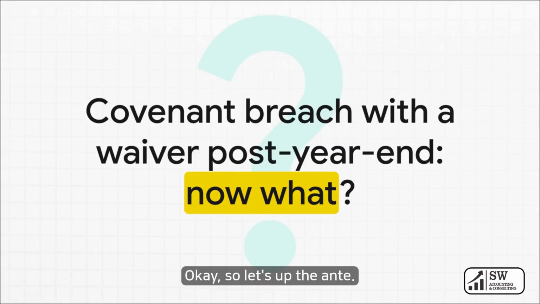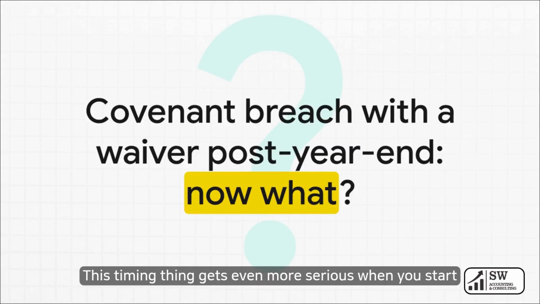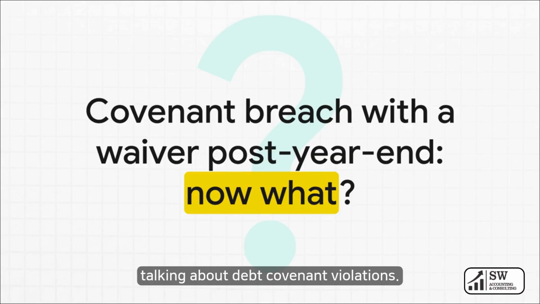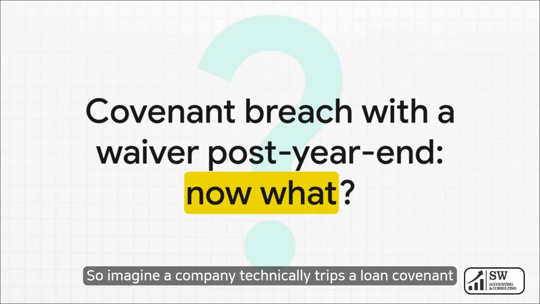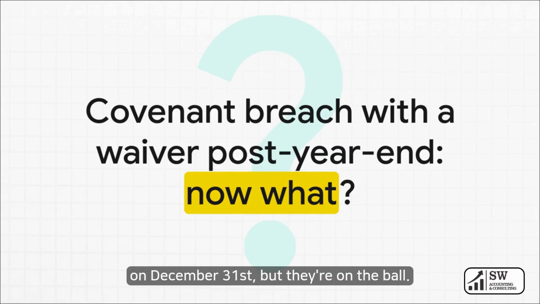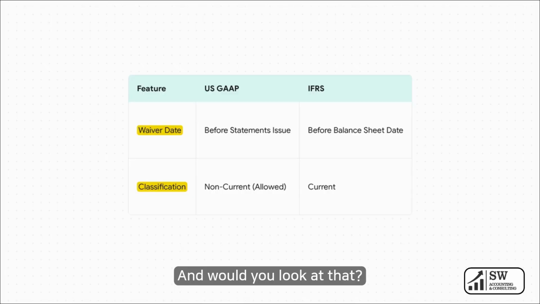Okay, so let's up the ante. This timing thing gets even more serious when you start talking about debt covenant violations. Imagine a company technically trips a loan covenant on December 31st. But they're on the ball, they get a waiver from their bank on January 5th. Again, how do we classify that debt? And would you look at that? It's the exact same pattern playing out.